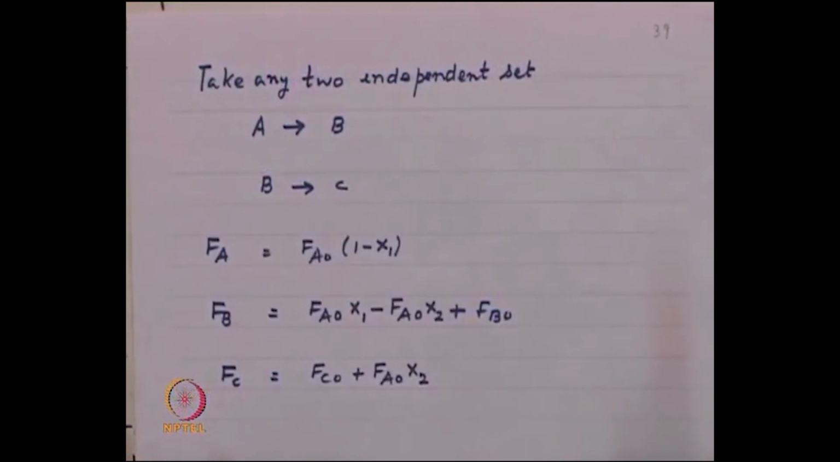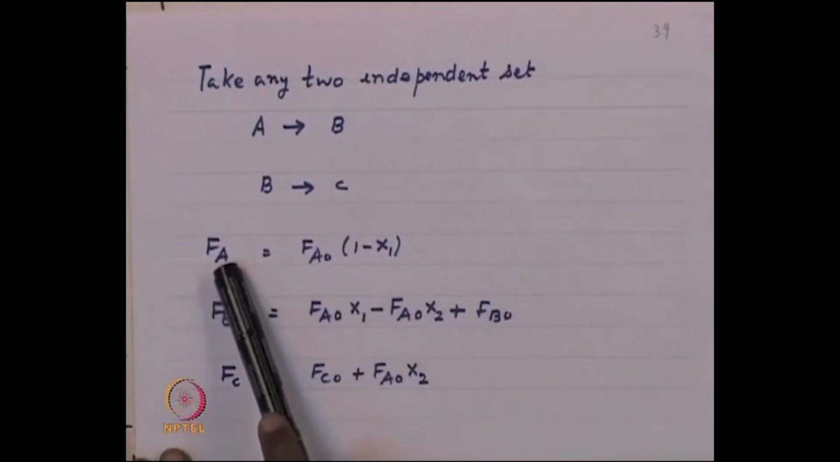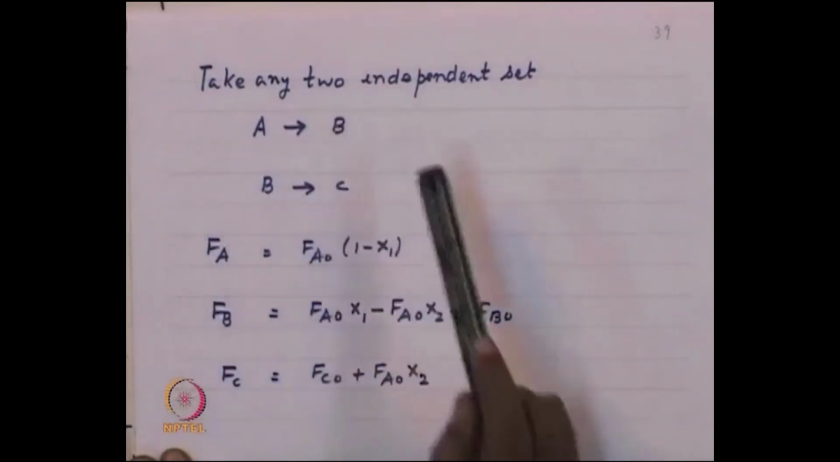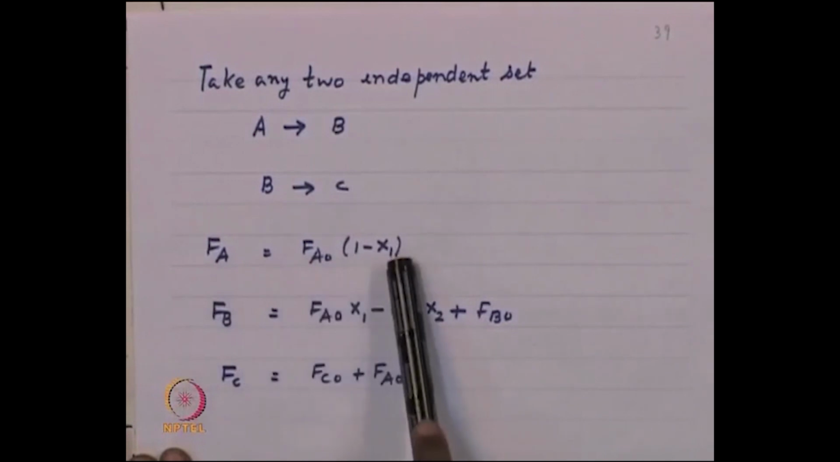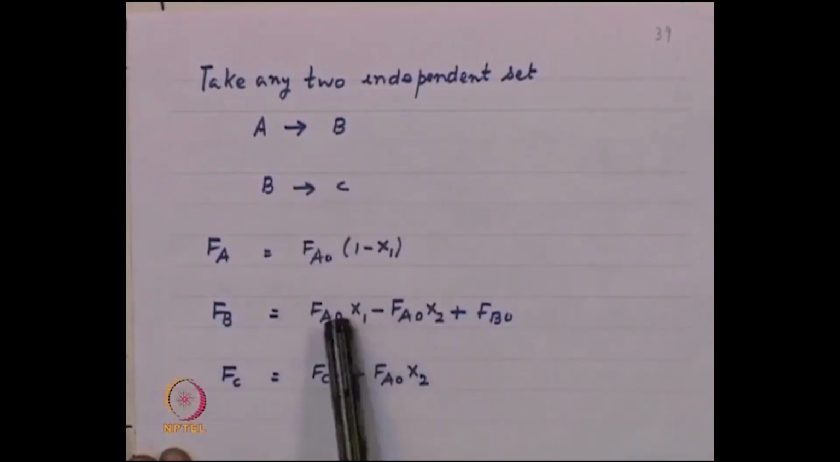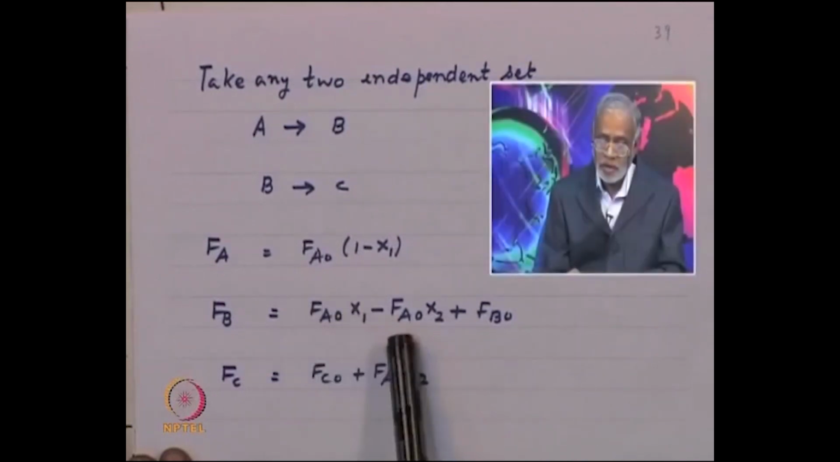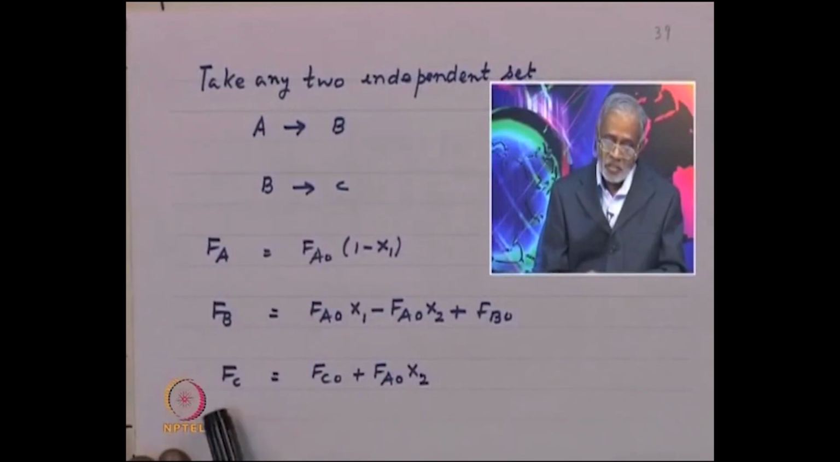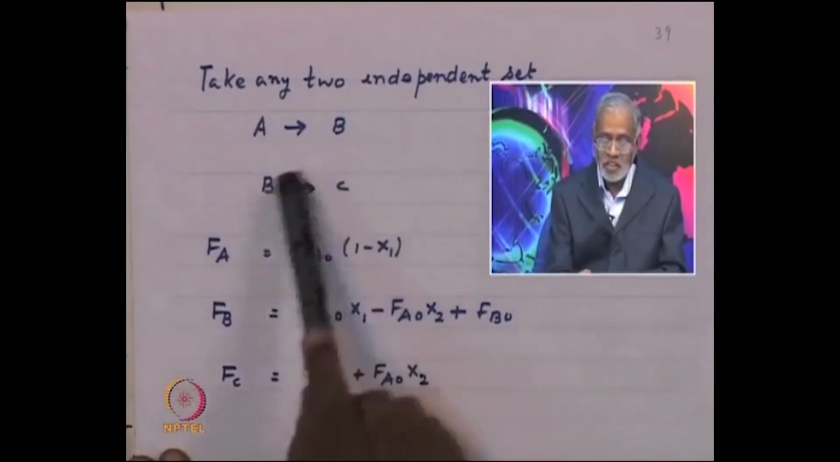So, I have taken the first independent set: A goes to B, B goes to C. This is our independent set. First example: what is F A, what is F B, what is F C? Assuming that x 1 is reacting here, I have written F A is F A 0 times 1 minus x 1. If x 2 is reacting here, then the difference, F A 0 x 1, is formed and F A 0 x 2 is reacting, and therefore F B is so much. Similarly, F C is whatever is formed due to this reaction.